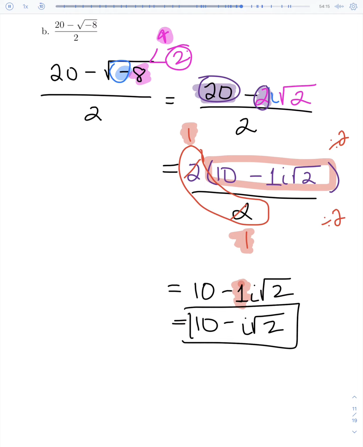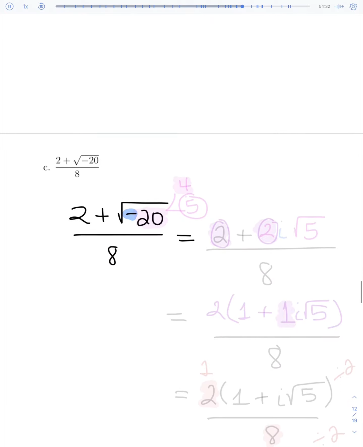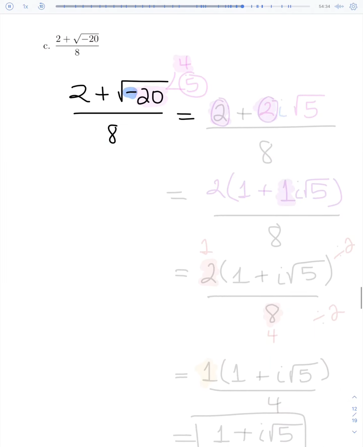Let's take a look at C. In C we have 2 plus the square root of negative 20 over 8. So what we can do is again start the same way. We do have a negative underneath the square root. Let's pull out the i that it's going to turn into. So we've got 2 plus, we'll pull out the i from the negative underneath the square root, all over 8.